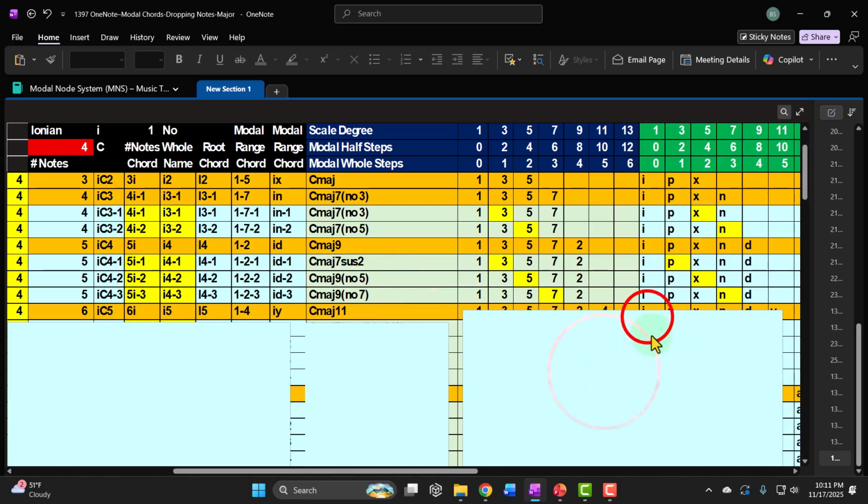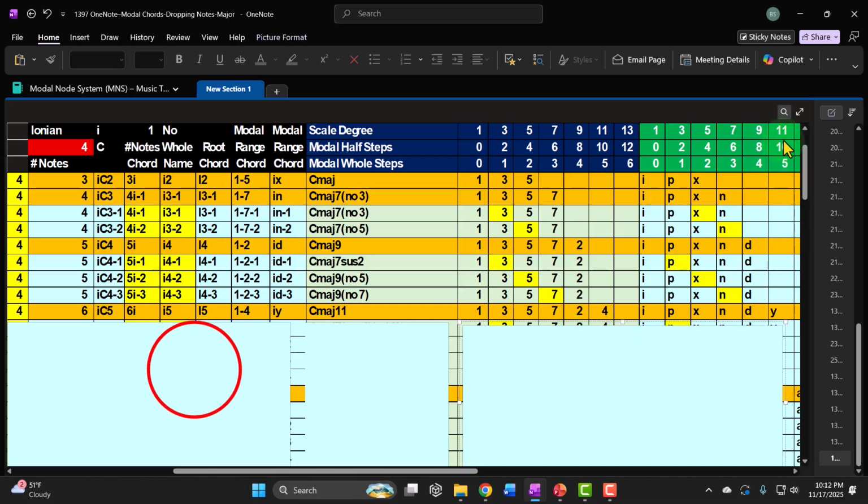Okay, what if I did this one? We say it's a 6-note chord. That would be a 6 major 11, which assumes that we added a natural or normal or major scale 7 and 9, right? I would rather just call it a 6 Ionian chord or an I5, meaning we go 5 modal whole steps up, which would be 10 modal half steps, the 11th scale degree.